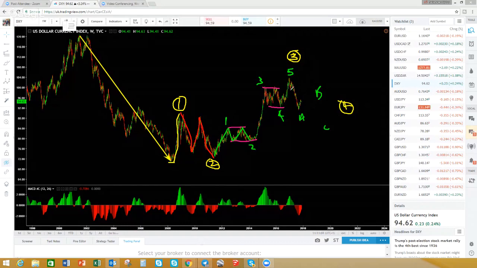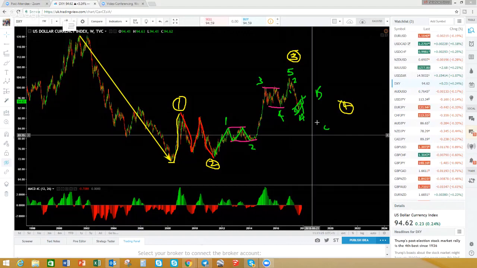Okay, we've got a 1, you know, with A is an impulsive move, 1, 2, 3, 4. Sorry, here 4. So we still want this 5 to complete here. We are waiting for this 5 to complete to the downside before we get this move to B. Okay, so that's where we are right now.